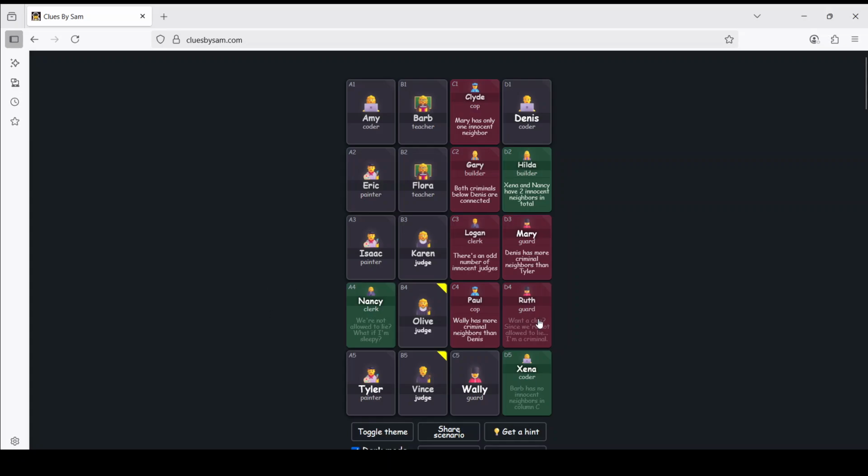Now though, let's go ahead and get rid of some of these clues about the relative number of criminal neighbors for Tyler, Wally, and Dennis. Oh yeah, we already finished off Mary only has 1 innocent neighbor, also by revealing Hilda is innocent. And Gary's clue, both criminals below Dennis are connected. Yes. Okay, so Xena and Nancy have 2 innocent neighbors in total.